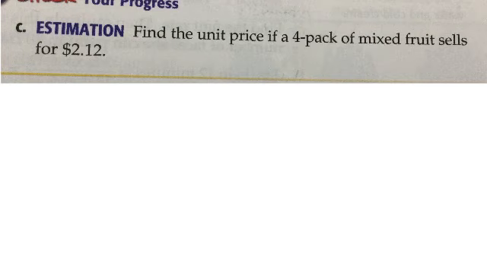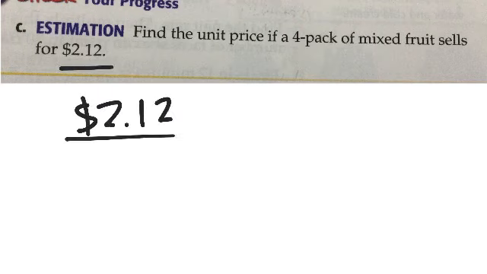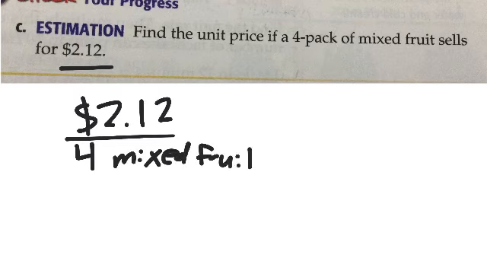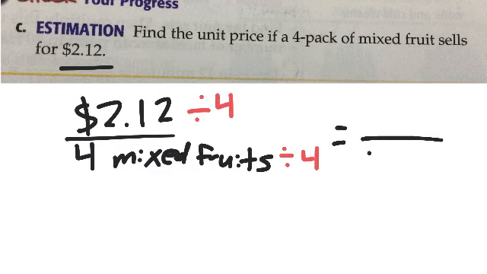Okay, so same idea, unit price. I'm putting the dollars that I paid in the numerator, which is $2.12, over the number that I got in the denominator. So it was a 4-pack of mixed fruit. So that would be 4 mixed fruits. Now I want to know what it is when the denominator is 1. So I would divide by 4 in both the numerator and denominator. 4 divided by 4 would give me 1. So I've got 1 pack of mixed fruits.